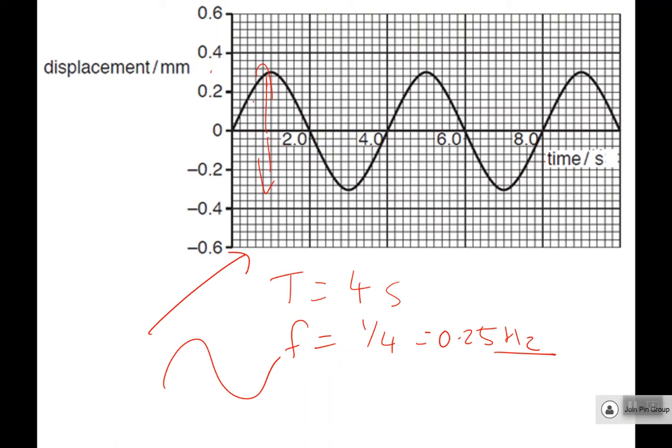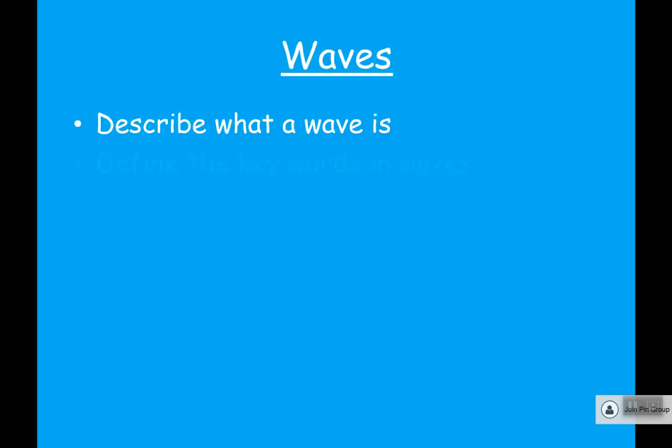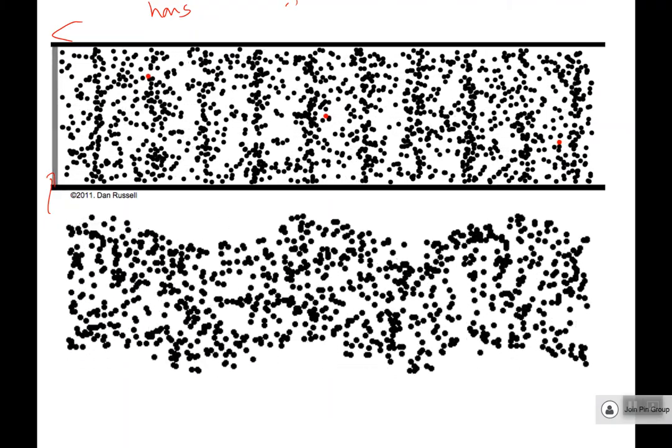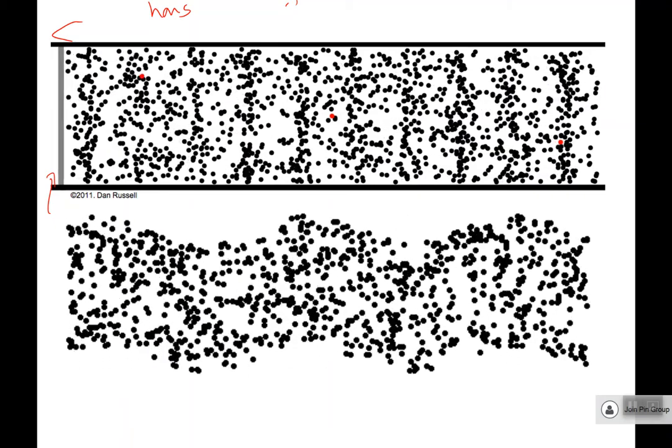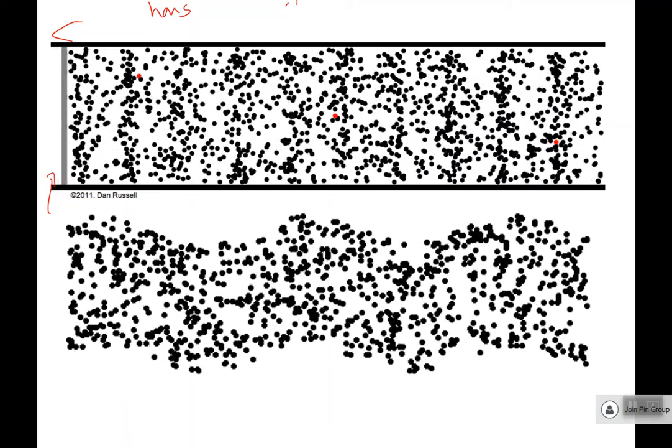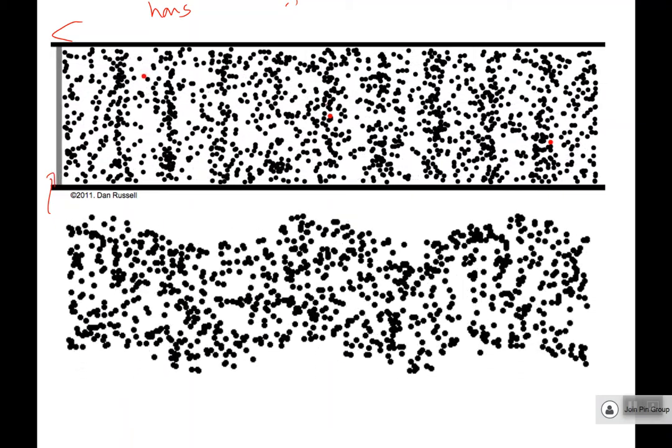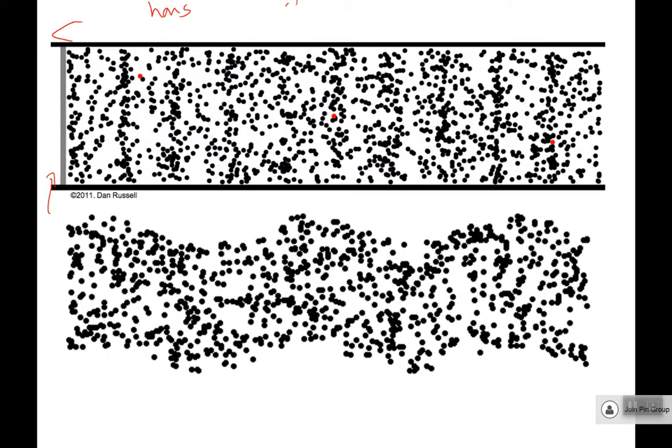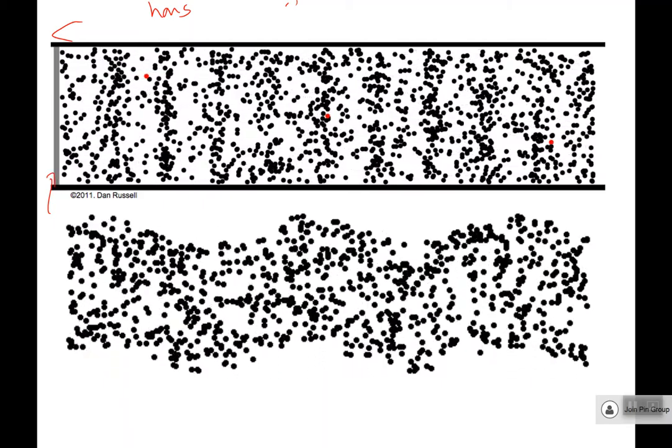But if it's a displacement time graph, it could be either. Good thing to note on here as well is that the medium's not actually going anywhere. I mean, it's moving backwards and forwards, but it's not going anywhere. That red dot, keep your eye on it. All it's doing is oscillating backwards and forwards. So when you talk, the air in front of your mouth is not going to the other person's ear. It's just transferring the energy via oscillations.